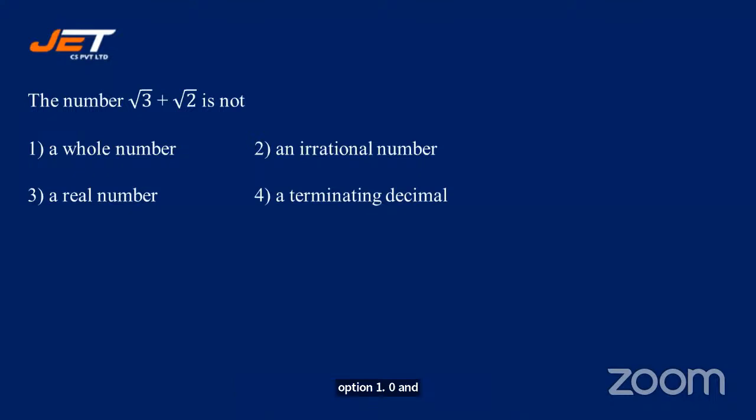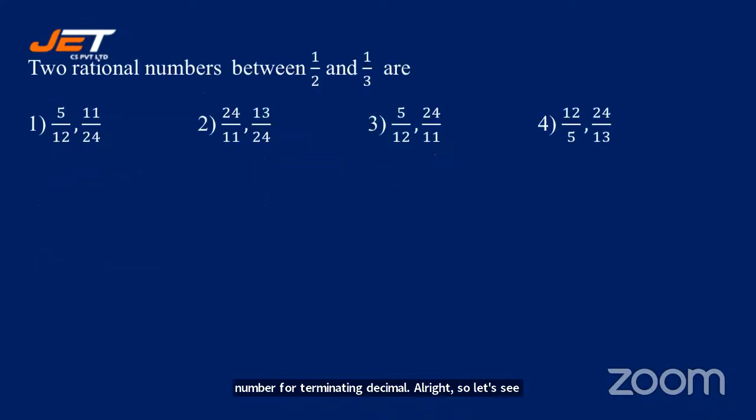The number root 3 plus root 2 is not dash. Is it not a whole number, an irrational number, a real number, a terminating decimal? All right, so let's see the answer. It is a whole number. All right, see the next question.